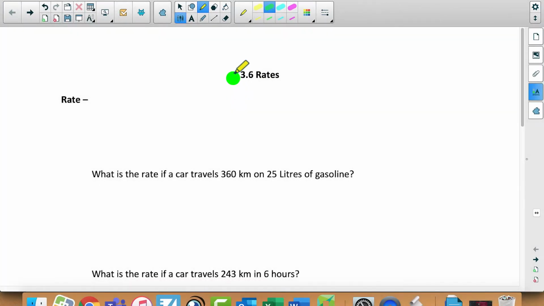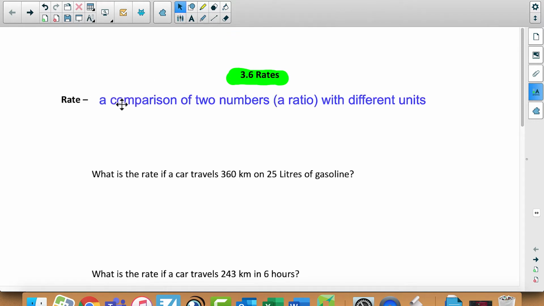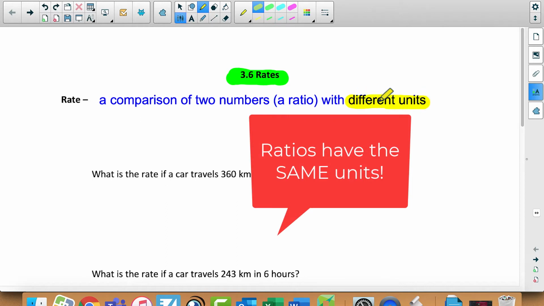Okay, section 3.6 is on rates, and rates are actually really similar to ratios, which we did last day. So let's get right to it. What's a rate? A rate is a comparison between two numbers, so that's a ratio. It's basically a ratio, but it has different units. That's the key. That's the difference between a ratio and a rate.